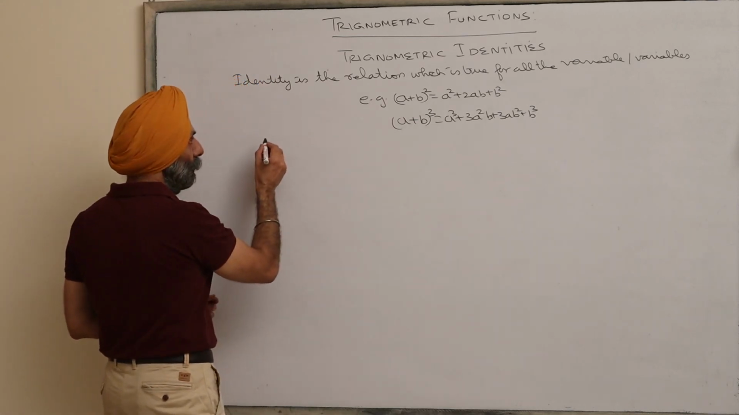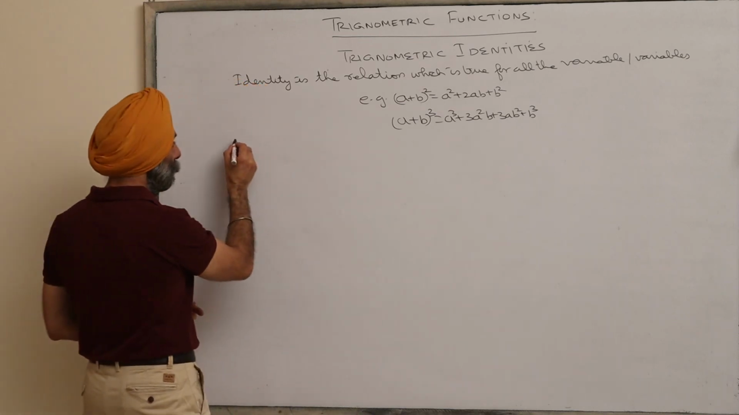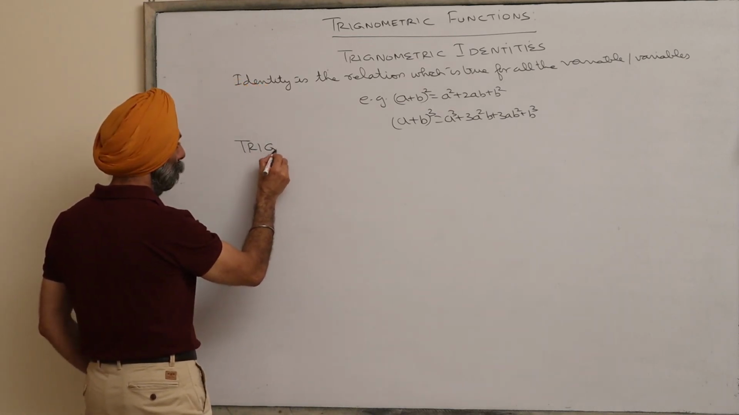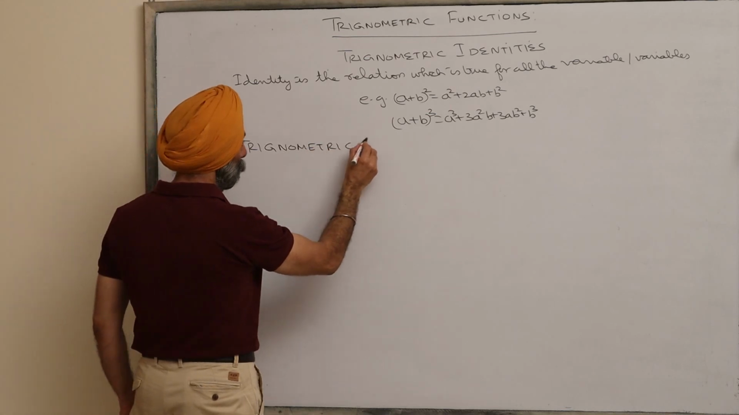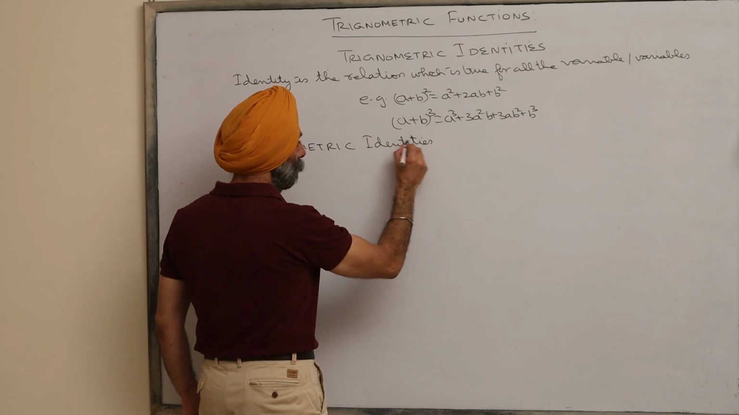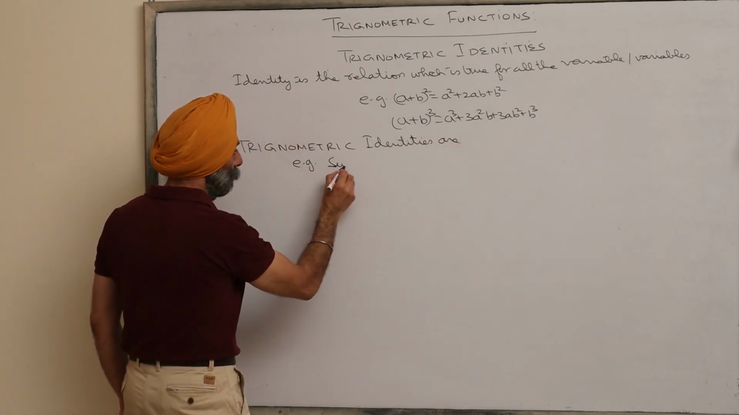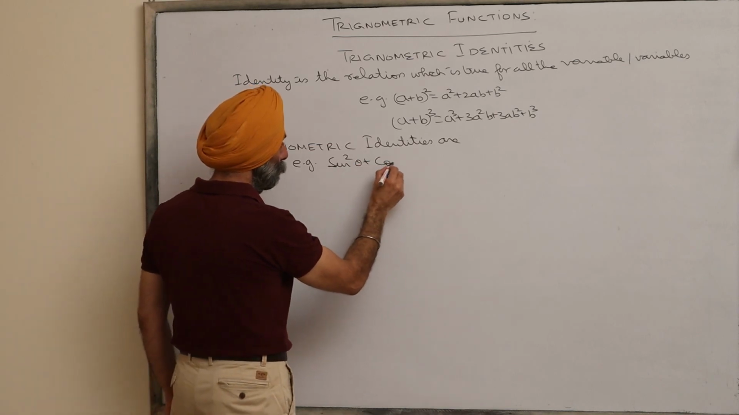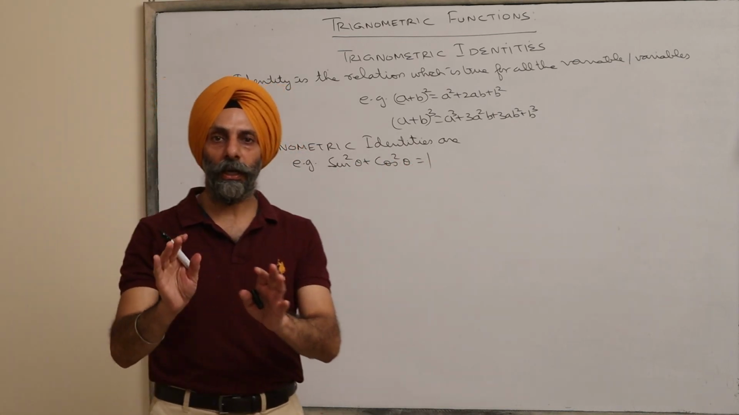So what do you mean by trigonometric identities? Trigonometric identities are, for example, sin square theta plus cos square theta equals 1. You can take any value of theta, the relation is always going to be true.